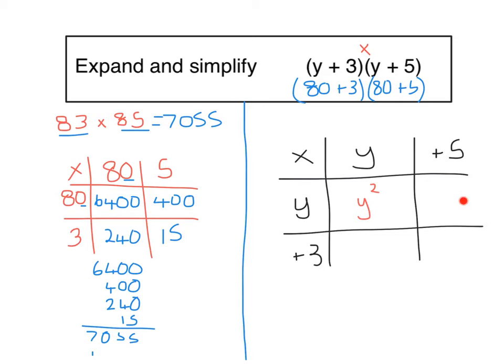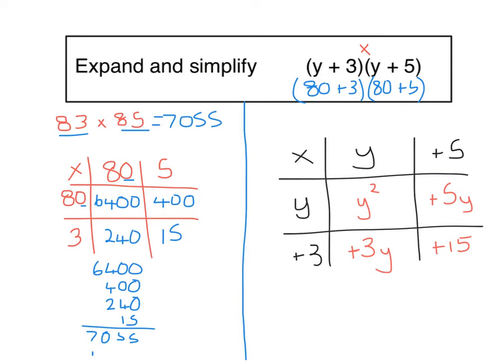This box here is y times 5. Now you have to be really careful because a lot of people tend to do y add 5. That's wrong. It's y times by positive 5. So that ends up being positive 5y. This box here is positive 3 times y, which is positive 3y. And this box here is positive 3 times positive 5, which is positive 15.